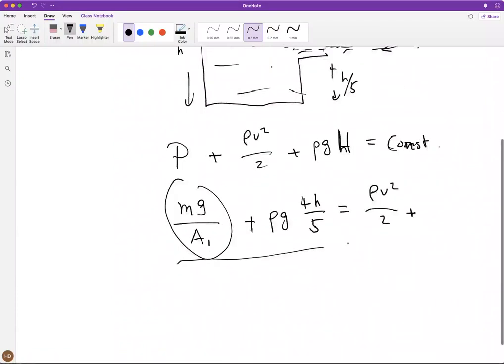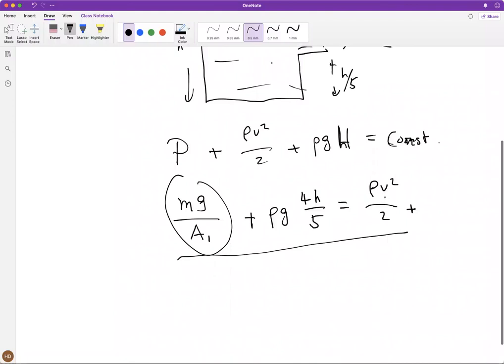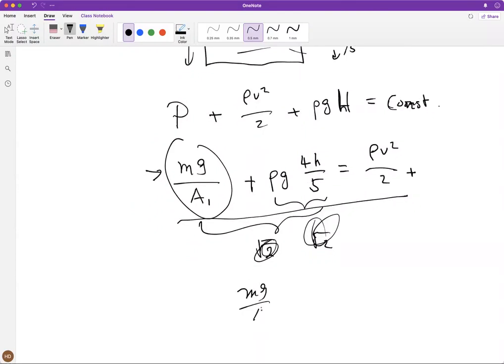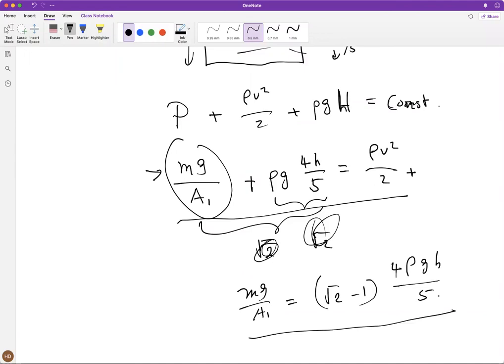So this gives actually the equation for V squared, right? Now you want to double V squared, and you can easily work out how much you need to change the mass, right? You want to double V squared. What you need to do is just to increase the left hand side by square root of 2, right? That much. So it means that mg over A1 must equal square root of 2 minus 1 times rho g h 4 over 5, right? So this equation determines the mass you need to put.